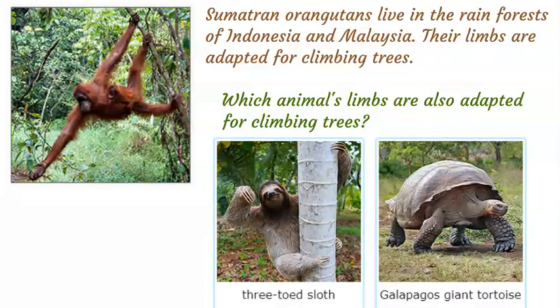Look at the picture of the Sumatran orangutan. It has long limbs with fingers and toes. Its limbs are adapted for climbing trees. Now look at each animal. Figure out which animal has a similar adaptation. The three-toed sloth has long limbs with fingers and toes. Its limbs are adapted for climbing trees.